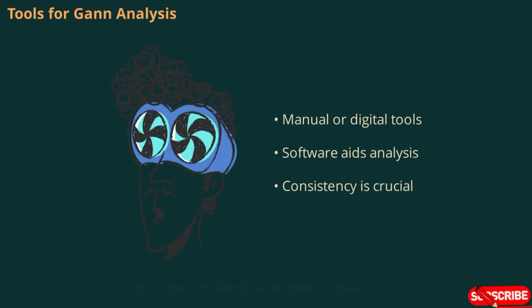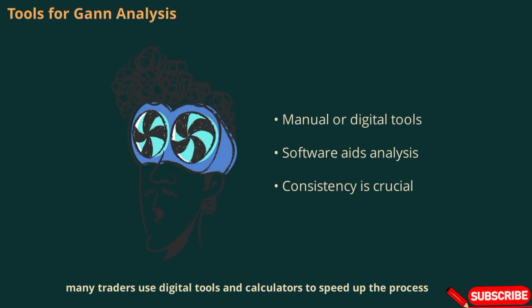While the Gann wheel can be drawn by hand, many traders use digital tools and calculators to speed up the process. Software platforms often include Gann tools, making it easier to apply these methods to any chart. Whether you prefer manual calculations or digital aids, the principles remain the same. Precision and consistency are key.